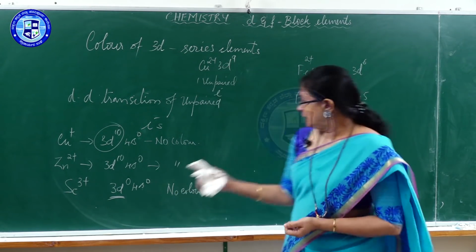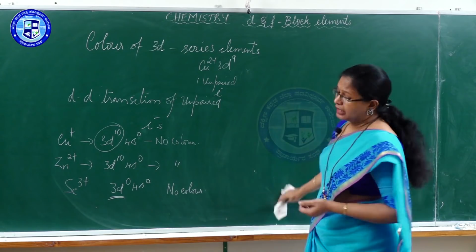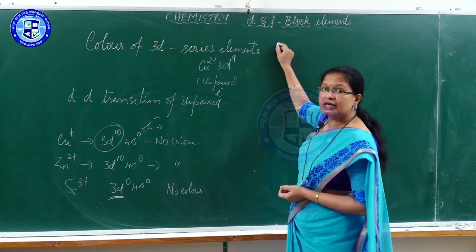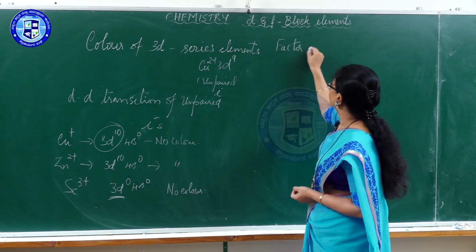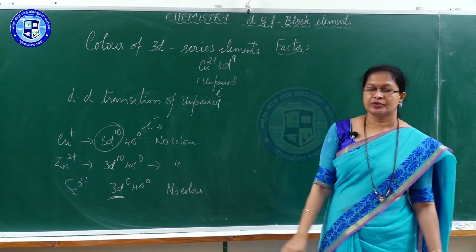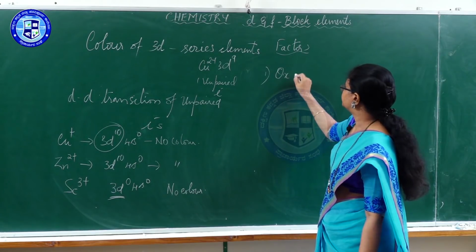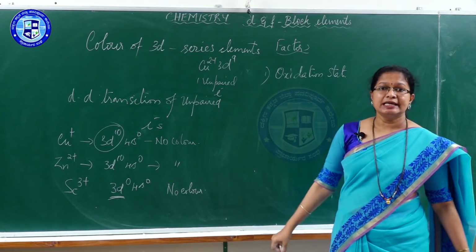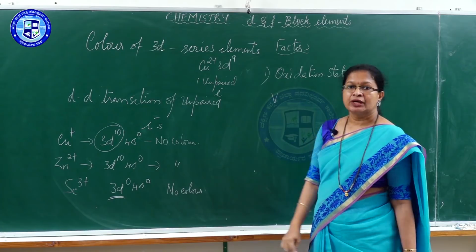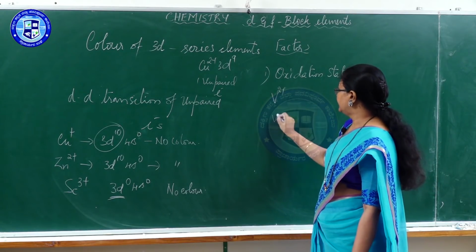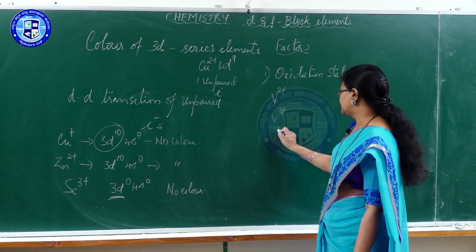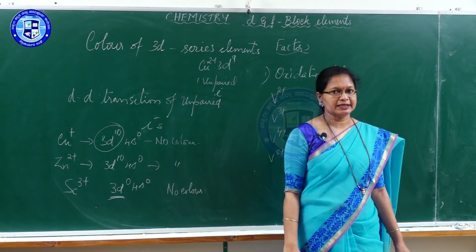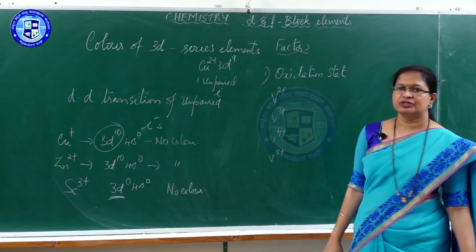One more point to be seen here is that the color of the solution depends on some more factors. The factors on which the color depends: one is the oxidation state. As an example, we can say vanadium. Vanadium in the +2 state, vanadium +3 state, vanadium +4 state, and vanadium +5 state. Identify the ion which is colorless, if that is the question. Identify which of these is colorless.